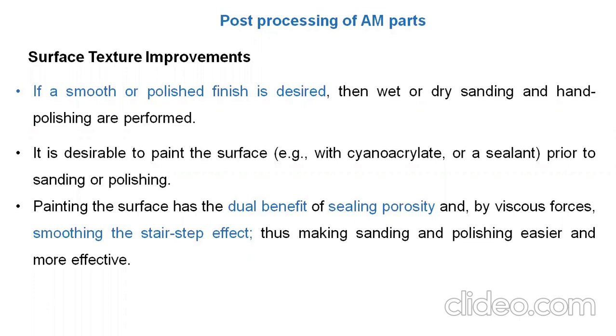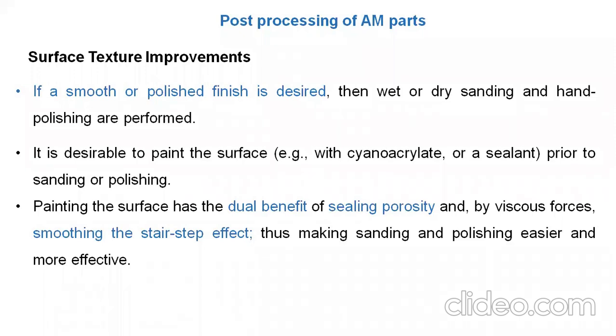Sanding and polishing, these are the two methods to apply the paint over the surface. And painting the surface has the dual benefit of sealing the porosity, because while manufacturing AM parts, additive manufacturing parts, porosity is one of the disadvantages of using this additive manufacturing process. We have to remove this porosity to avoid the failure of a component. So it is filled and overcome with the help of the paint, and it smooths the stair step effect, thus making sanding and polishing easier and more effective.